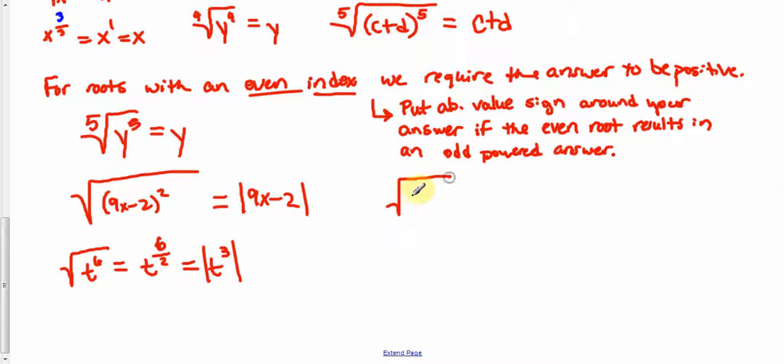All right, what about the square root of 25w squared? Okay, what's the square root of 25? 5. And what's the square root of w squared? W. Now, I don't need absolute value bars around the 5 because 5 is a positive number, right? But I am going to need them around this w because I had an even root and I got an odd powered answer. It's w to the 1st.